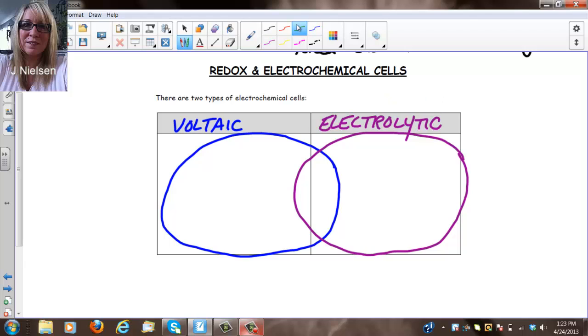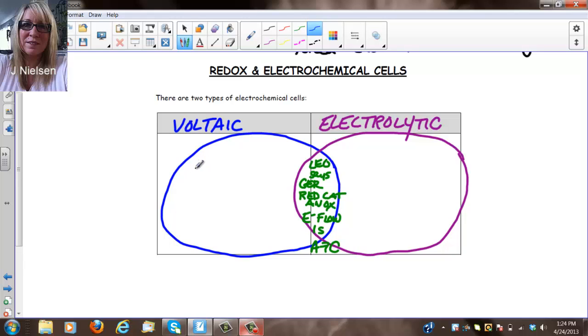So first, some things that they both have in common. One is LEO says GER. So in both cells, loss of electrons is oxidation, gain of electrons is reduction. Red Cat, An Ox. In both cells, reduction occurs at the cathode, anode is oxidation. And the electron flow is always anode to cathode. So those things are common in both of them.